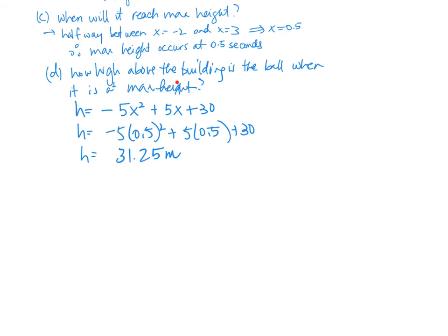The question asks how high above the building that will be. So it'll be 31.25 subtract 30. Therefore, it'll be 1.25 meters above the building.